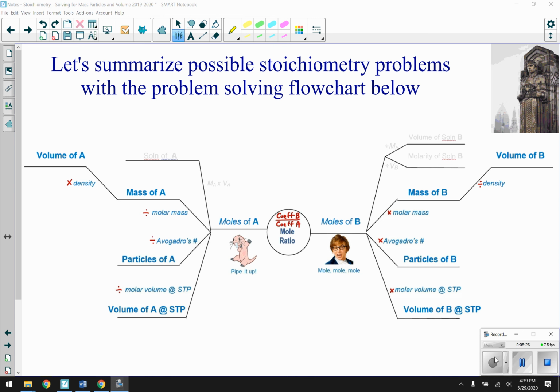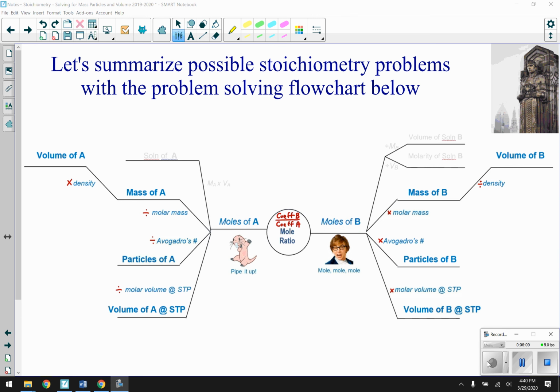Now let's map out a couple other ones that we didn't do in the sample problems. Let's just make up a couple more and we'll follow those along on the flowchart. Let's say that we wanted to go from volume of A at STP to particles of B. We would use the molar volume to get moles of A. The first step is always to get moles of A, but in this case we would divide by the molar volume. Once we get moles of A, we apply our mole ratio, we get moles of B, and to get particles of B from moles of B, we would use Avogadro. See?